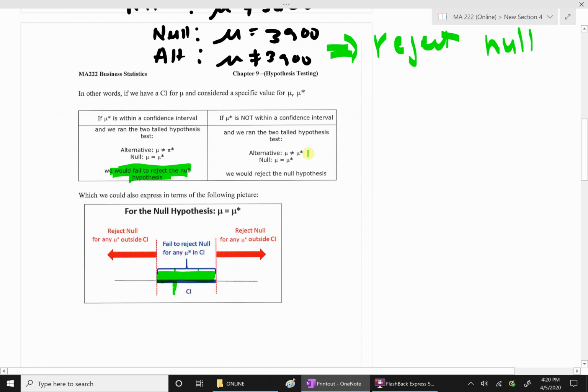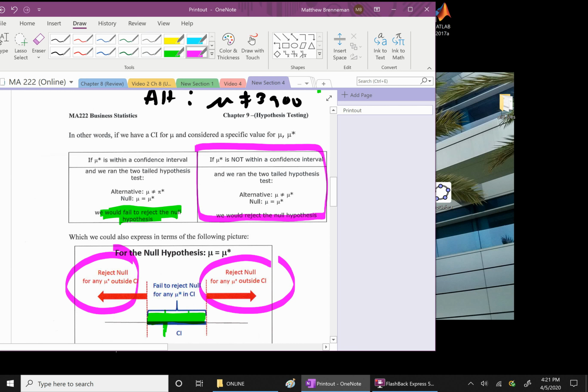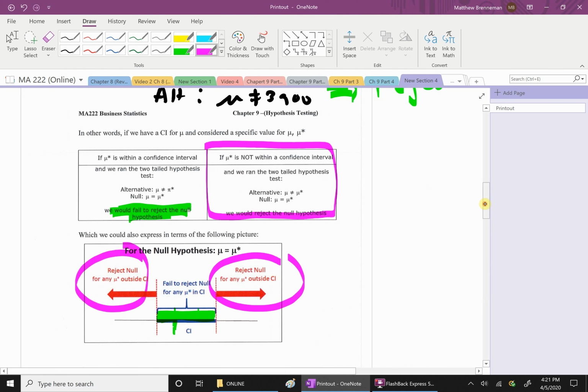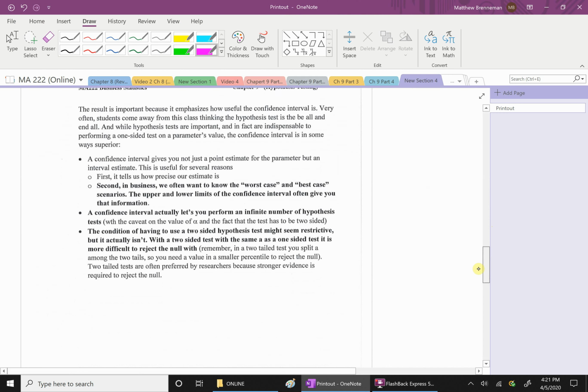On the other hand, if we compute a confidence interval and our value is outside the confidence interval, we're going to reject the null. And of course, this isn't just for mu. It also works for pi. It's exactly the same way.